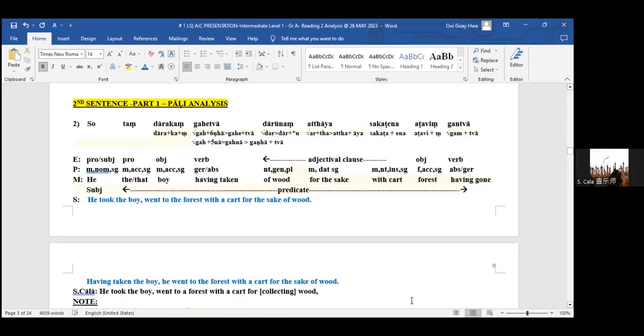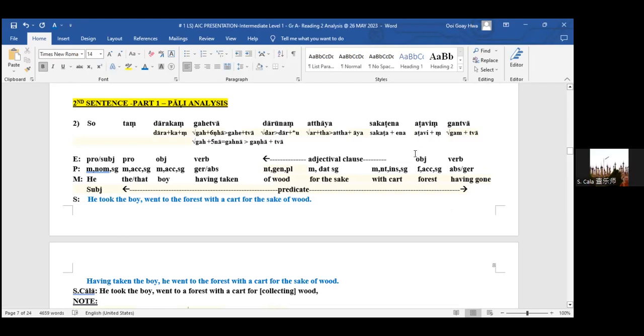Okay, this one marked: darunam atthaya eva ko. Darunam atthaya, for the sake of the wood. Why do you put it as an adjective clause? I think this is an adverb, because he goes to the forest for the sake of wood. Then this one should be an adverb modifying the verb. It actually modifies gantva, went to the forest. I was thinking the whole thing is talking about he, the soul. That's why I put adjective clause here.